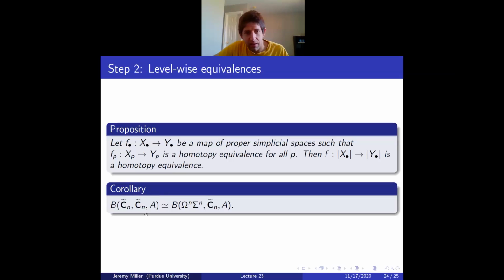But yeah. So you check that these are proper, and then the interesting thing is that the reason why they're a level-wise homotopy equivalence is because of scanning. But then the technical thing is why the level-wise equivalence will imply a homotopy equivalence on geometric realizations.